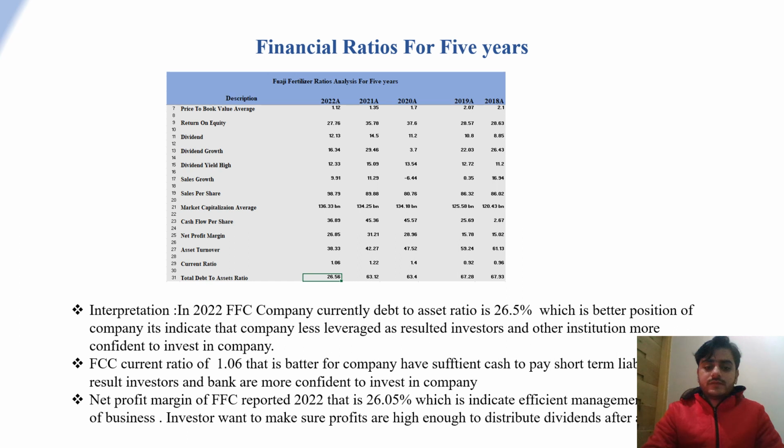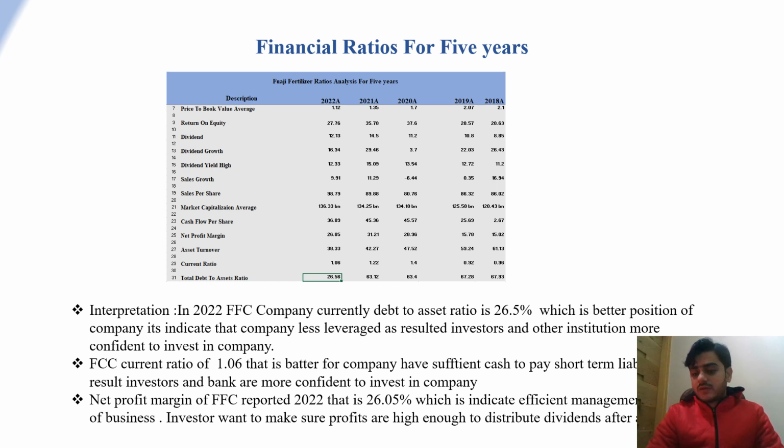Financial ratio. These are the different years of the financial ratio. Five years of ratios interpretation. In 2020, the financial debt to asset ratio was 26.5%, which is a better position for the company, as it indicates less leverage, so investors and institutions are more confident to invest in the company.